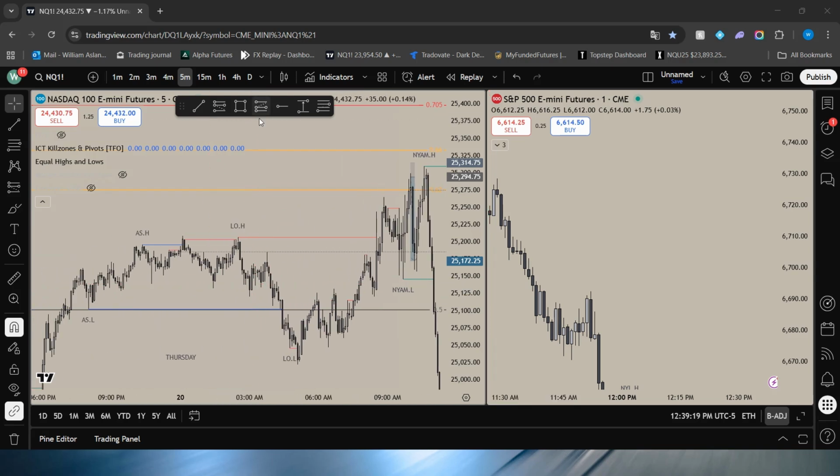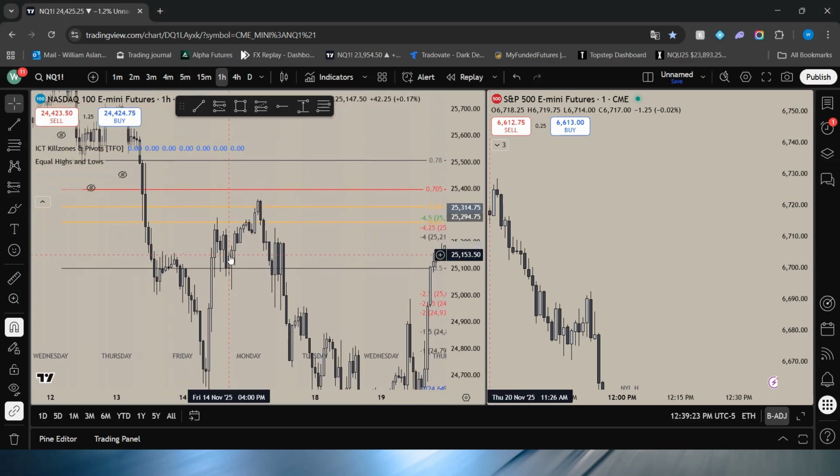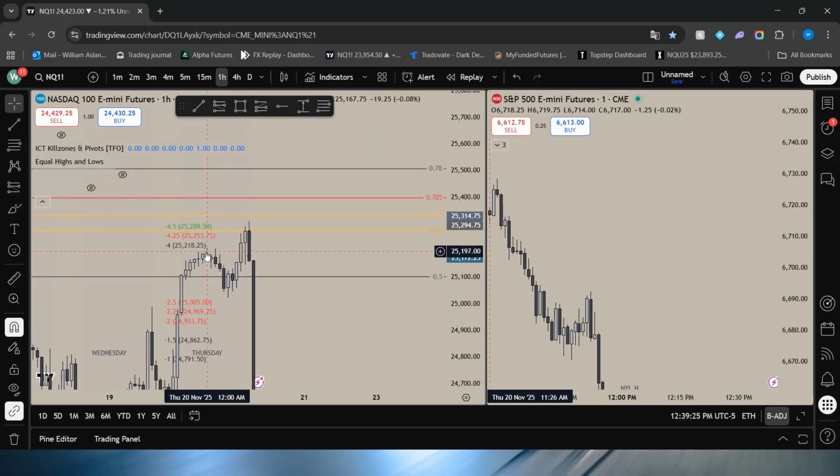So coming into the day, I was actually pretty bullish. We had a data low that I wanted to get swept, and I wanted to see if we could get an inversion to the upside out of that.